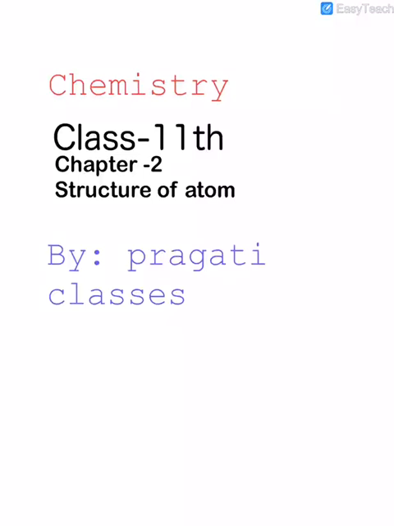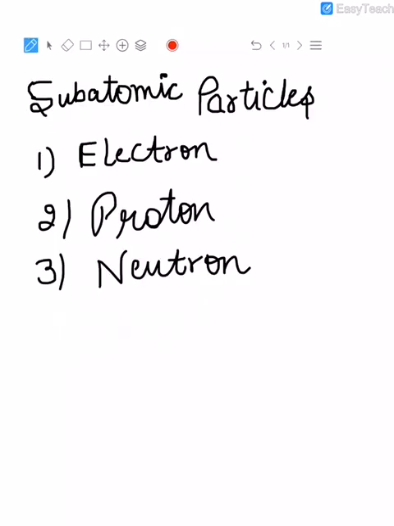Hello students. In our last video we discussed that there are many subatomic particles and three of them are the fundamental particles. Number 1 electron, number 2 proton, and number 3 neutron. Now, after the fact was established that an atom is made up of subatomic particles, the question was how these particles were arranged within the atom.